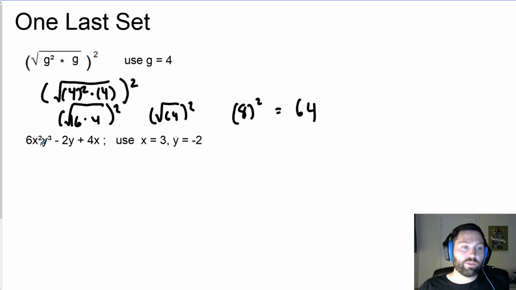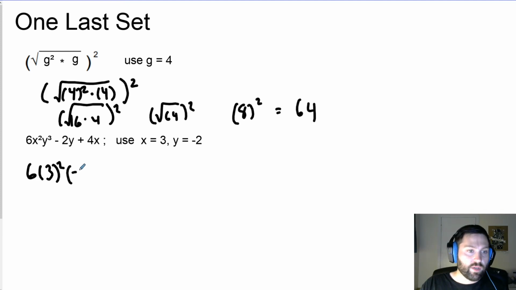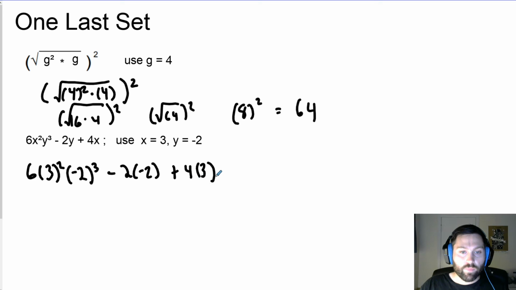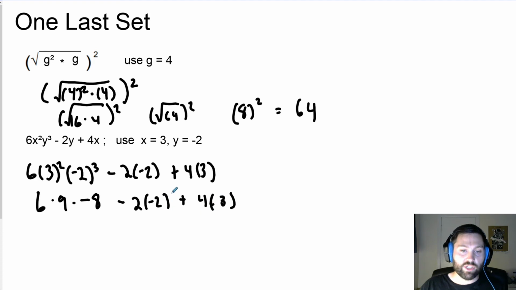And for the last one, this one's the featured problem here. So if you understand this, then you're understanding what I'm trying to get across in this section. So I'm going to put in a 6, 3 squared with parentheses, negative 2 to the third, minus 2 times negative 2, plus 4 times 3. So, exponentiation first. 6 times 3 squared is 9. And then negative 2 to the third power is negative 8. I haven't done any multiplication yet, I'm just doing all the exponents. I did only the exponentiation in this step.